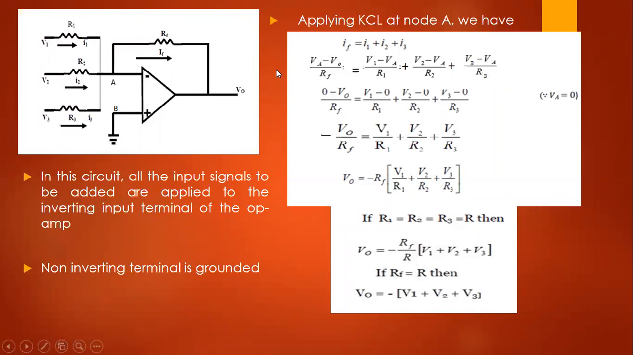So now applying KCL at node A. As the op-amp input current is 0, the entire input current flows through resistor RF. So now IF is equal to I1 plus I2 plus I3.